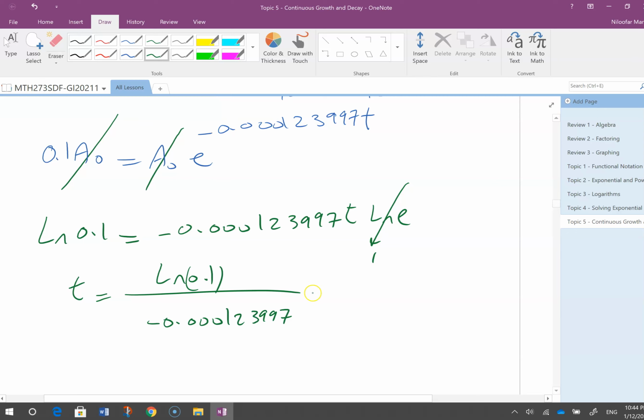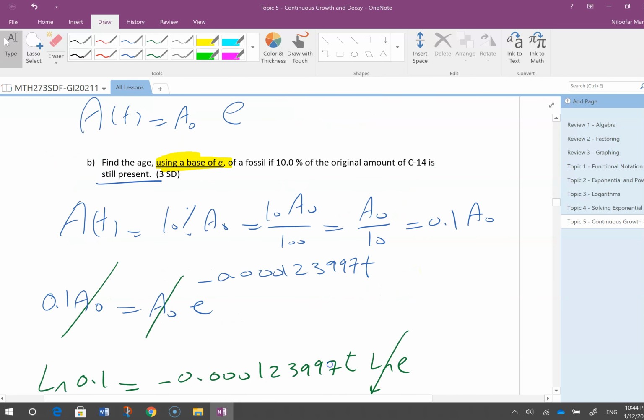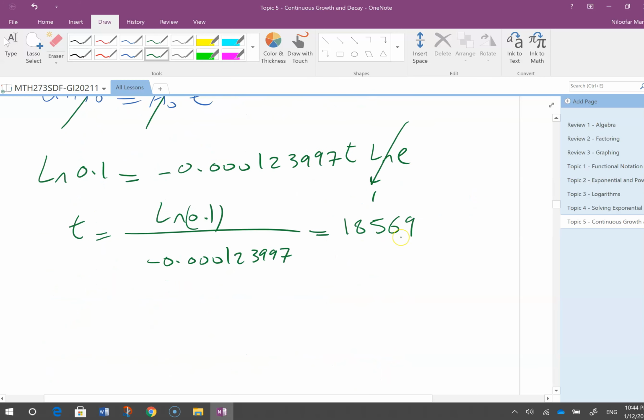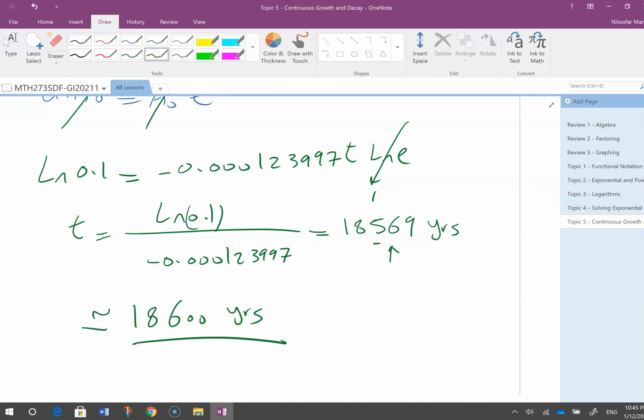Okay, which is 18569. So it says how many years. Just 3 significant digits, so I don't show anything after the decimal. This many years, and I underline that and check that it is almost 18,600 years. 18,600 years passed when 90% is gone and I just have 10% left.